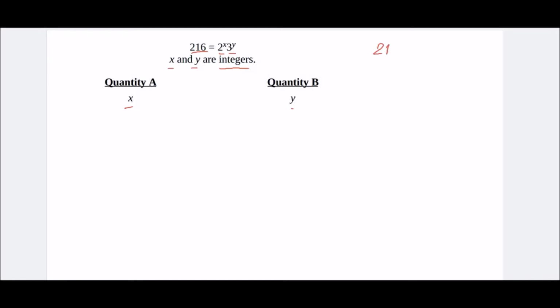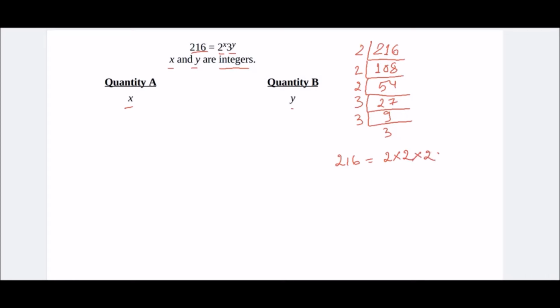See here, 216 divided by 2 is 108, again 108 divided by 2 becomes 54. Similarly, again divide by 2, 27, then divided by 3, 9, then 3 times 3. So 216 becomes 2 into 2 into 2 into 3 into 3 into 3, that becomes 2 power 3 into 3 power 3.